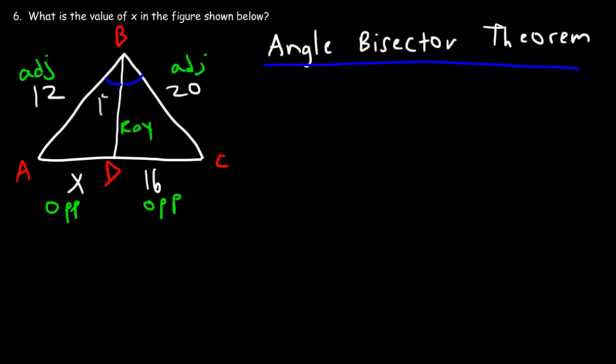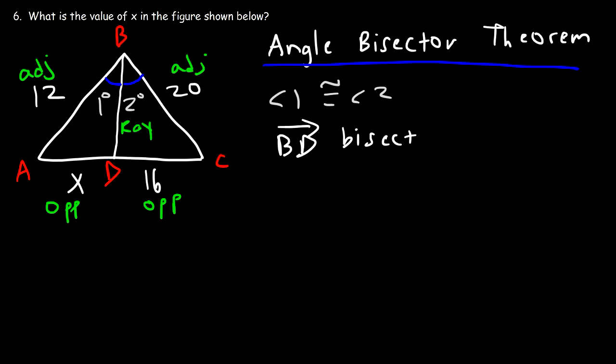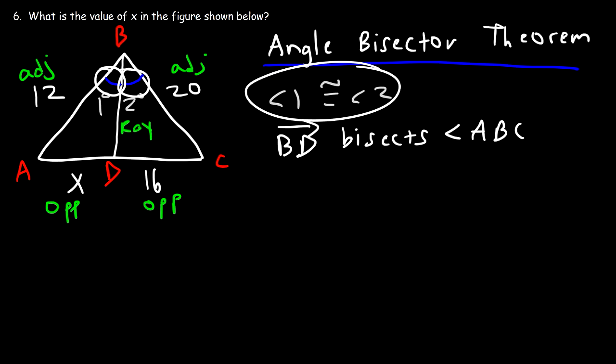So if we call this angle 1 and angle 2, angle 1 is congruent to angle 2. So ray BD, we could say that it bisects angle ABC into two congruent parts. And so whenever these two angles are congruent, then the ratio between the opposite sides of the two triangles and the adjacent sides of the two triangles will be the same.